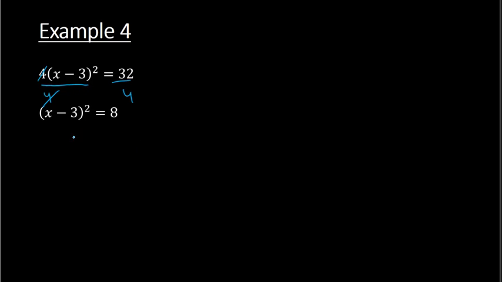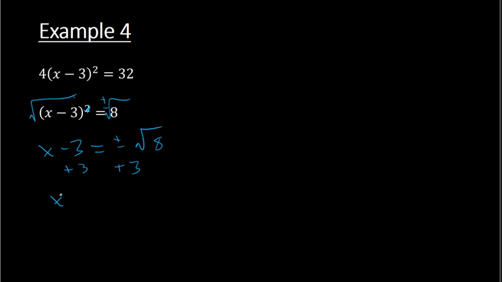So now at this point, because I've isolated this squared term, I can now take the square root of both sides. When I take the square root of both sides, I'm going to have on the left side the square root and the square undoing each other. So I'm left with an x minus 3 over here. And then on the right side, I have a positive or negative square root of 8. And then I can solve by adding 3 to both sides. So now I have x equals, and then we have 3 plus or minus the square root of 8.